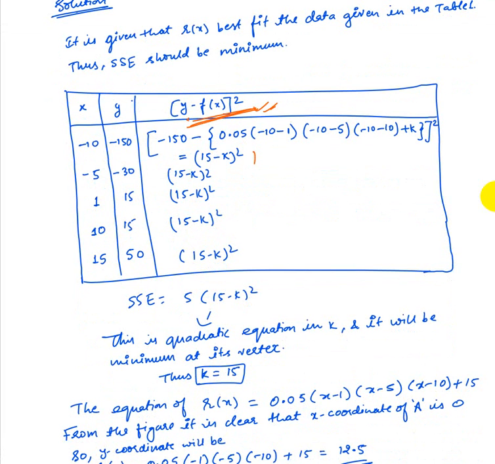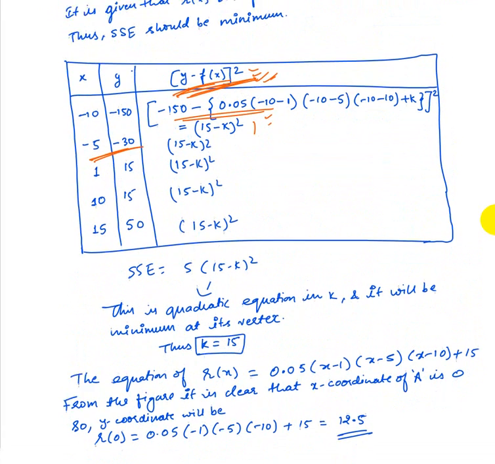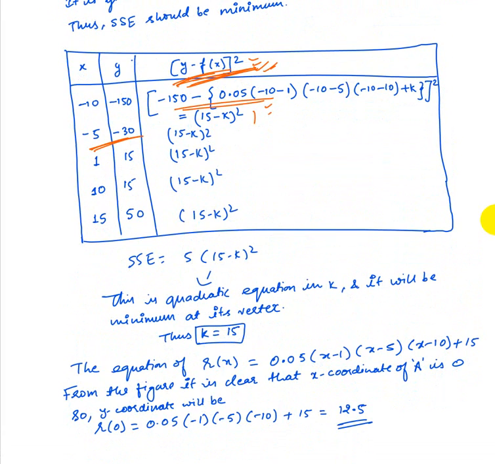So we'll just put the values in this thing, and we are having 15 minus k whole squared as our first value. And if you put all of these values with reference to the function which was given to you, then you will get all these things the same, which is 15 minus k whole squared. Okay, so what would be the SSE? SSE would be the addition of all these things, that is 5 into 15 minus k whole squared.